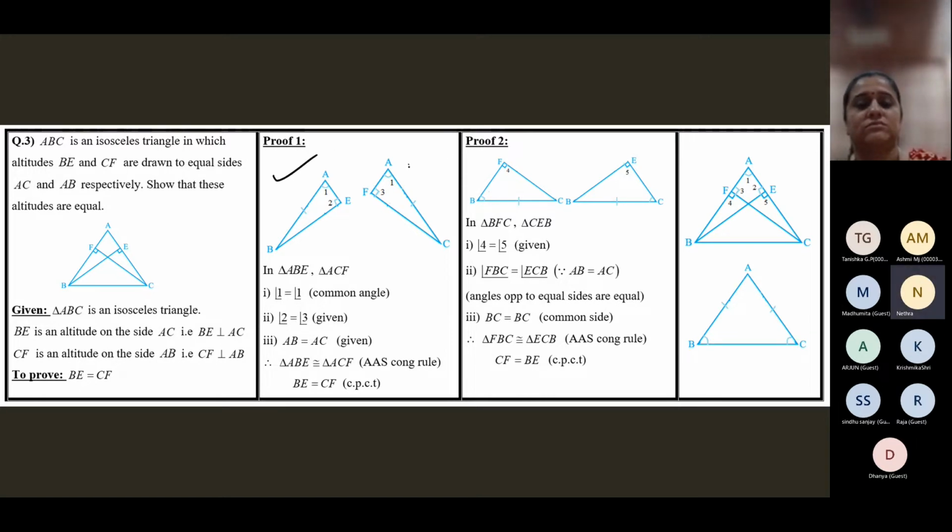Ma'am, you have marked angle A is equal to angle 1, E is equal to angle 2, and in the triangle A is equal to angle 1, F is equal to angle 3. Angle 1 is equal to angle 1 because it's a common angle.